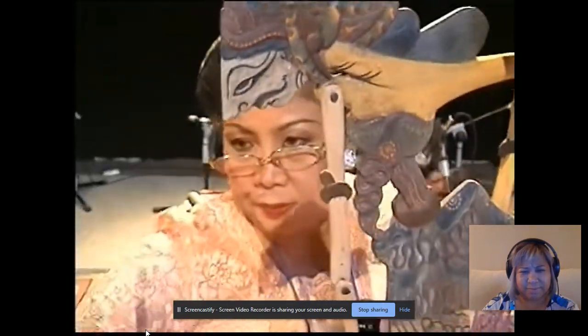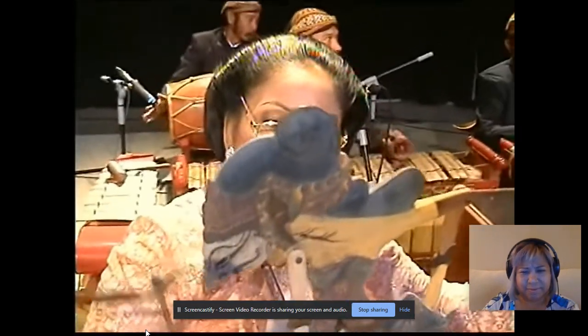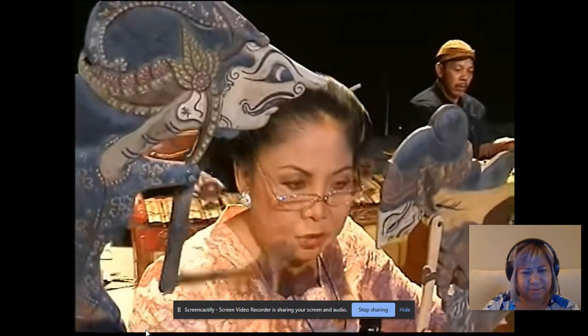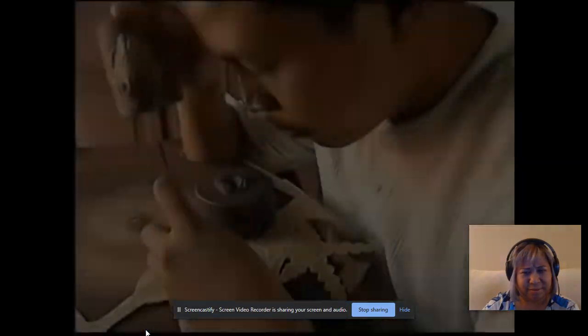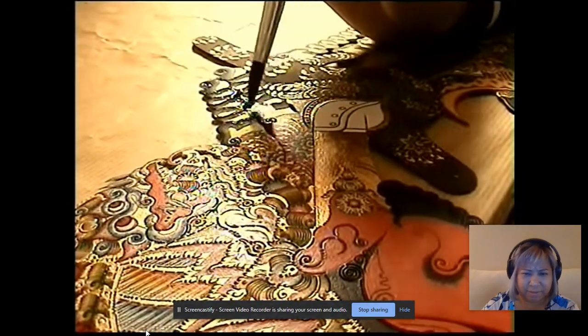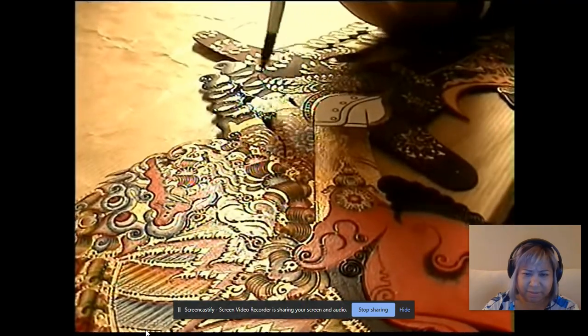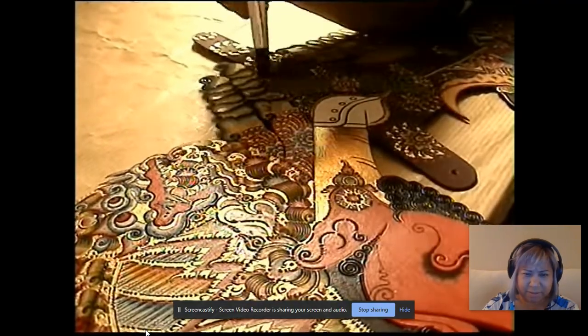Wayang performances are visually striking, owing mainly to the puppets themselves. Although these carefully handcrafted objects vary considerably in size, shape and style, 2 principal types prevail.